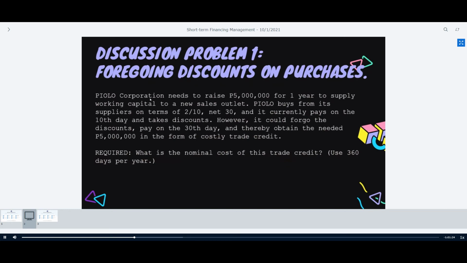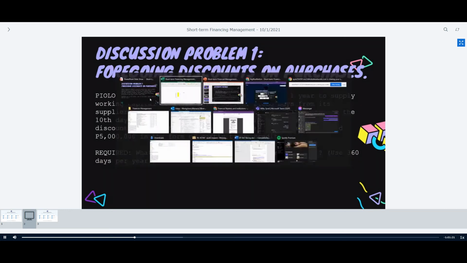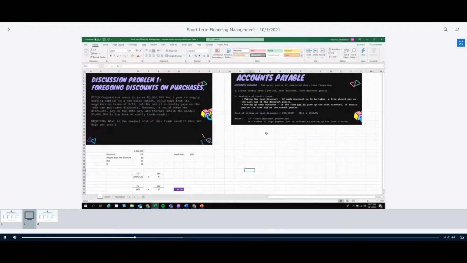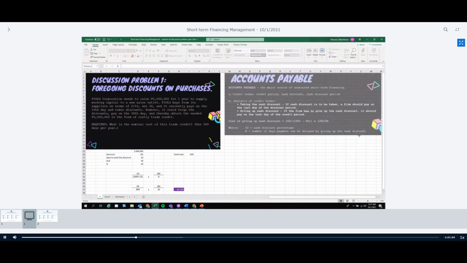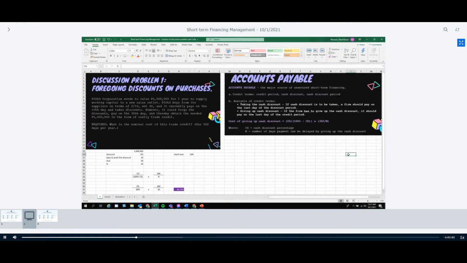Let me go to the Excel file. So let's have discussion problem one. And what I always do class, I just place the problem here along with the concept, no? Para at least side by side kita natin how to approach this type of problem. So palagi ko rin na approach is of course lagay yung mga pertinent data. So we have the principal or cash requirement of 5 million. Discount of 2%, days to avail the discount, 10 days, or sabihin natin discount period.